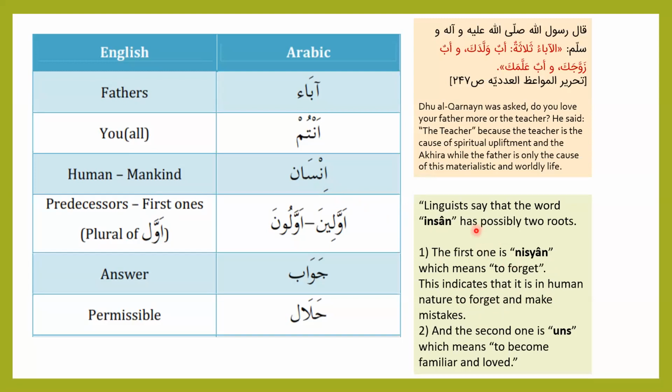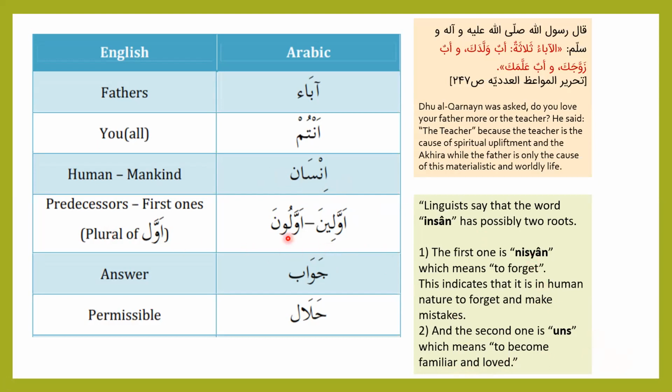Or some linguists say, no, insan is not from nisyan, but it is from ons. Ons is a connection, or what you can say, aapas mein jo dili ta'alluq hota hai, the connection between 2 people or persons. This is uns, which means to become familiar and loved. And insan very easily gets familiar and loved with someone else if he's living in society or somewhere else. So these are the 2 different root words, nisyan or uns.